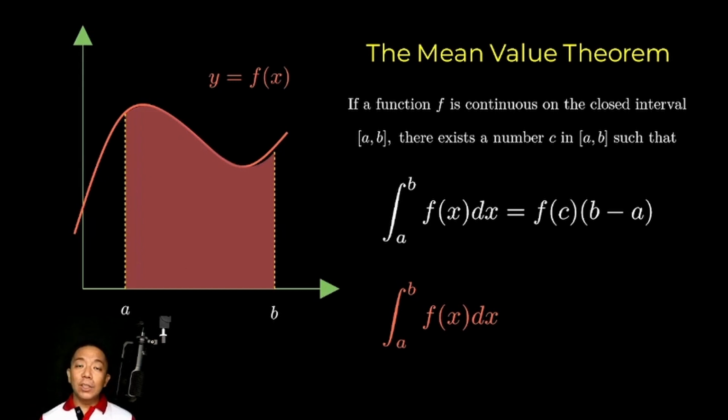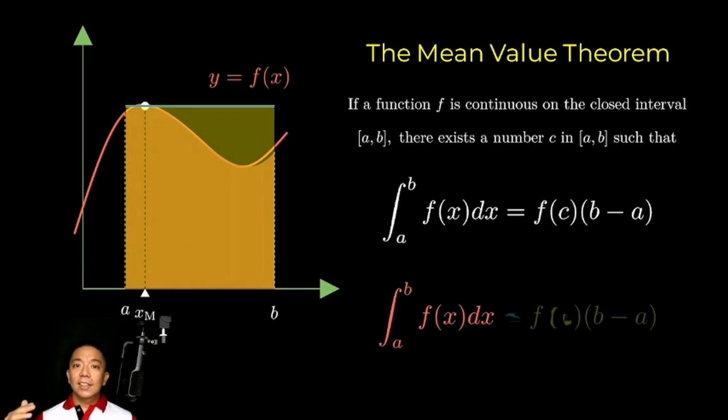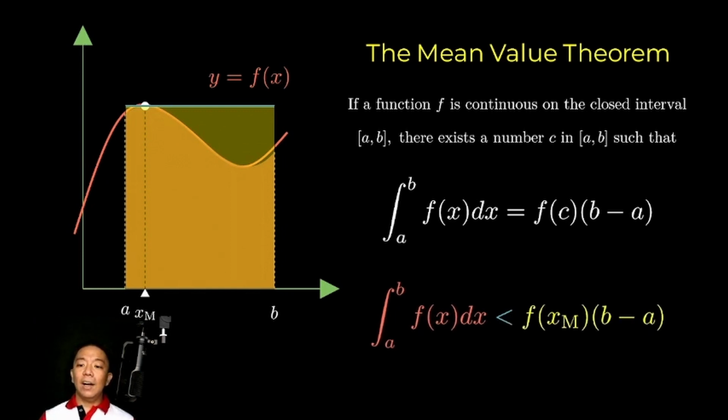Meron daw tayong value na c between a and b. So let's get the value. And I will call it x sub m. Kasi it is the x value that will give us the highest point of the graph in that interval. So parang x maximum. When we are at x sub capital M or x maximum, ang makukuha nating f of x sub capital M ay mataas. Tapos pag minultiply natin yung value ni f of x sub capital M sa b minus a, makukuha natin yung area nitong rectangle na to na kulay dilaw.